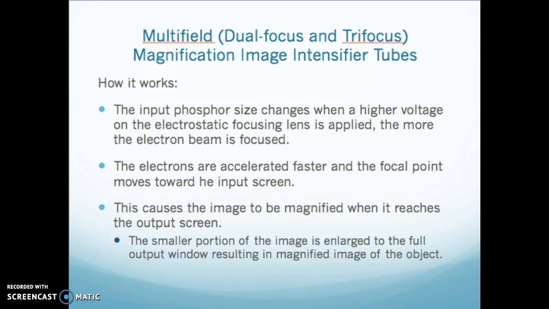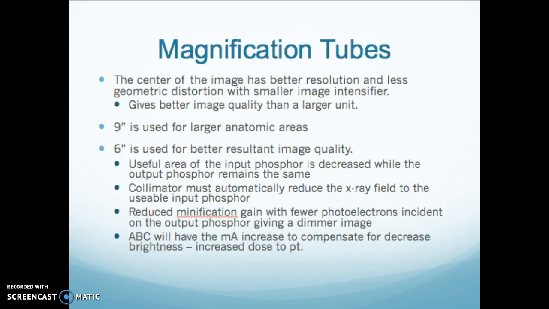The input phosphor size changes when a higher voltage on the electrostatic focusing lenses is applied. The more the electron beam is focused, it actually makes the input phosphor smaller. So the electrons are accelerated faster to the focal point, so the focal point actually shifts towards the input screen. This causes the image to be magnified when it reaches the output phosphor. So the smaller portion of the image is enlarged to a full output window, resulting in a magnified image. So with it moving towards the input phosphor, it actually gets bigger on the output phosphor.